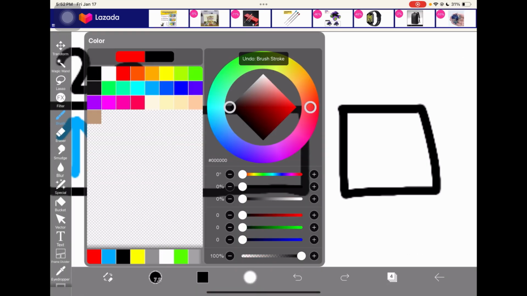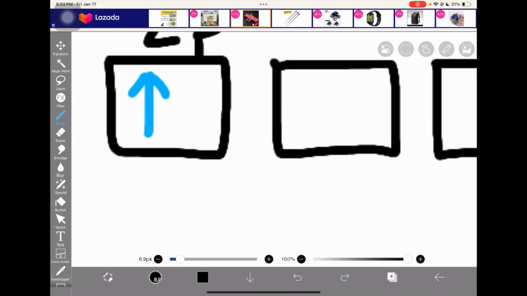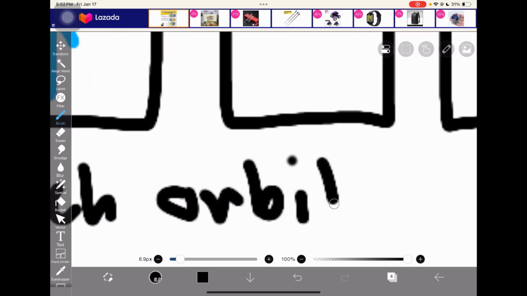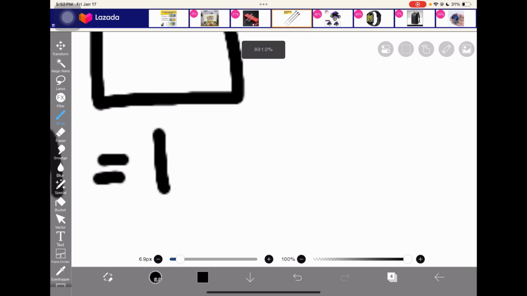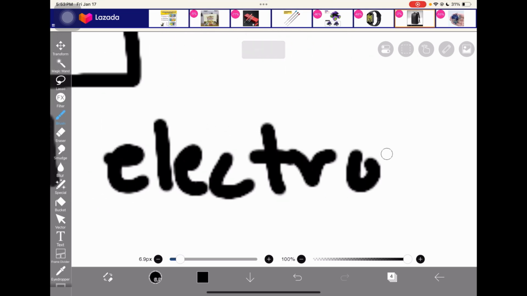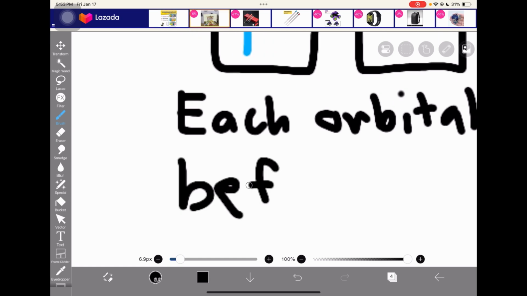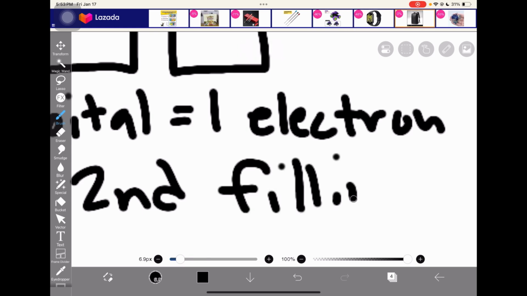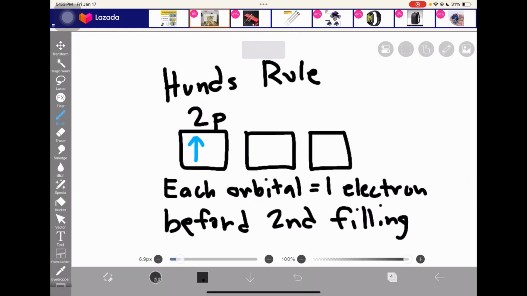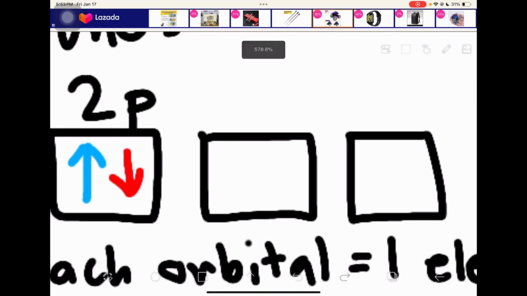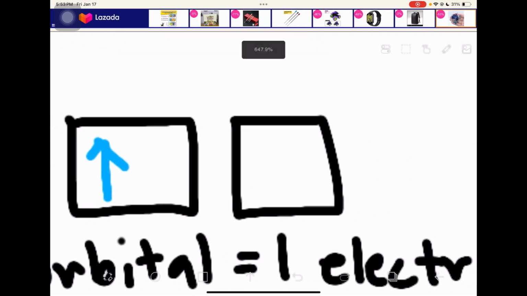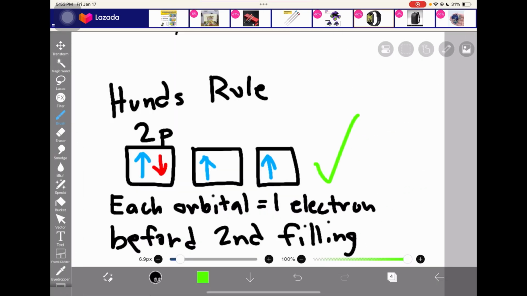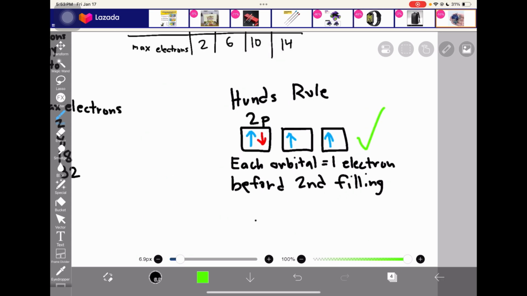So what is Hund's rule in general? Well, Hund's rule is just each orbital must have one electron before second filling. So I'll put a correct example and a wrong example. This is a correct example. Yeah, I'll just not put the wrong example. I think you guys get it. That's Hund's rule.